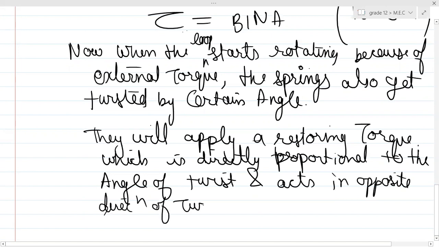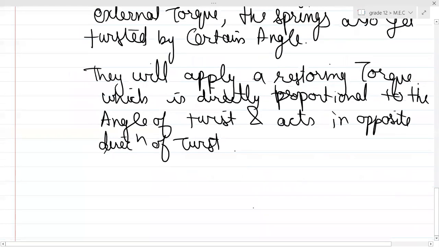So suppose if the twist is clockwise, then this restoring torque will be anti-clockwise, right? Yes or no? Yes, sir. So basically, this restoring torque and that external torque will get balanced at a certain angle, right? Initially they will not get balanced, but afterwards they will get balanced after some time, right?